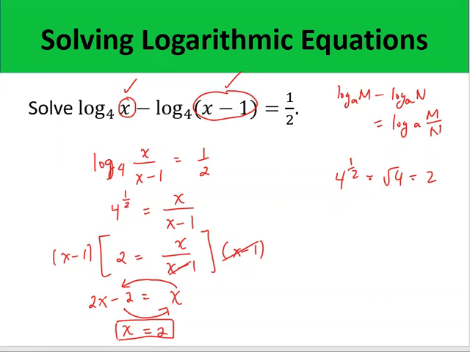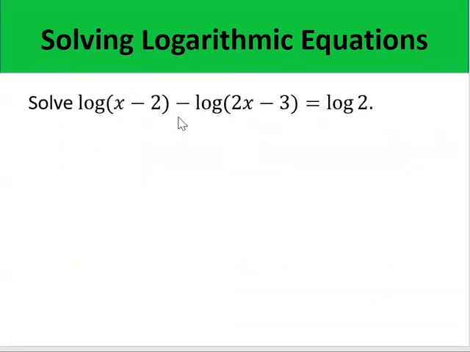Okay, next. Now for this particular equation, we have the logarithm of x minus 2 minus the logarithm of 2x minus 3 is equal to the logarithm of 2. So in the left side, it's the difference of two logarithms. Just like what we did in the previous example, we will write this as a single logarithm, and then we get the quotient, x minus 2 over 2x minus 3. And then we rewrite the right side, which is just logarithm of 2.